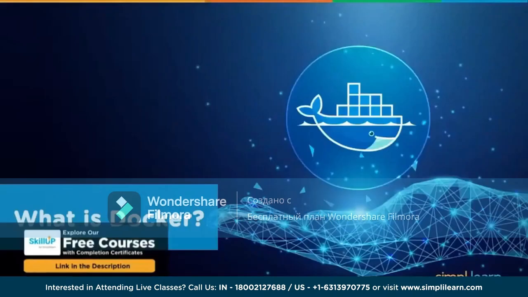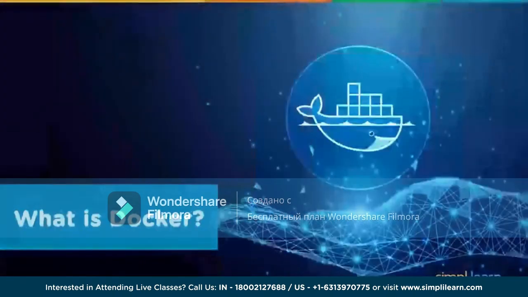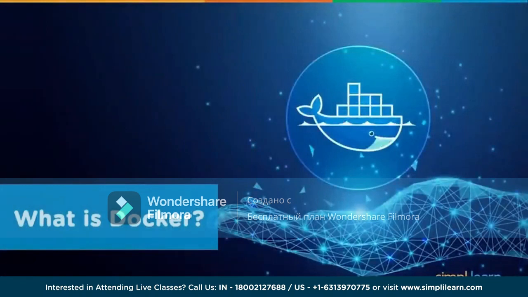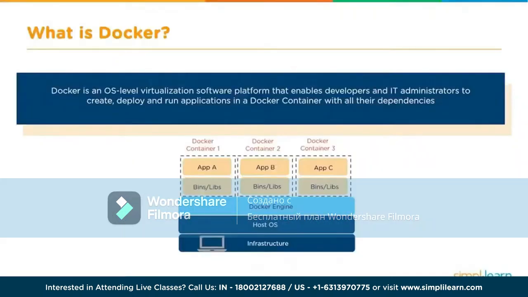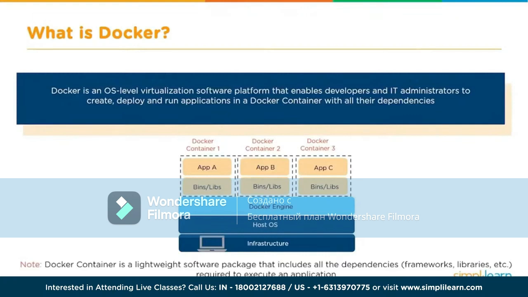So let's dig into what Docker actually is and what allows for these great performance improvements over a traditional VM environment. Docker itself is an OS virtualized software platform, and it allows IT organizations to easily create, deploy, and run applications as what are called Docker containers, which have all of the dependencies within that container. The container itself is really just a very lightweight package that has all the instructions and dependencies, such as frameworks, libraries, bins, etc., and it can then be moved from environment to environment very easily.